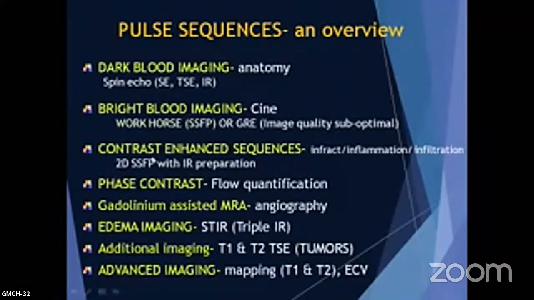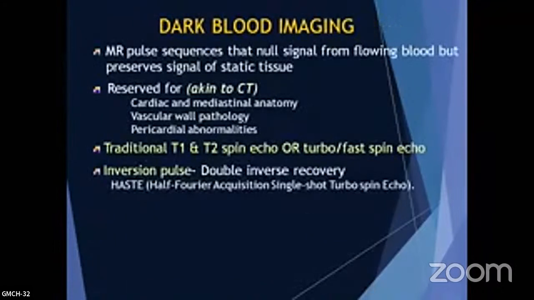Then we use the inversion prepared sequences for our tissue characterization. Then we use phase contrast sequences or flow sequences for flow quantification. If you have to do an angiography, we can use gadolinium based angiography. Edema imaging is typically by STIR sequences, but it has a poor spatial resolution. Additional imaging that has given a new insight is the mapping techniques, and additional imaging sequences are usually reserved for characterizing the tumors.